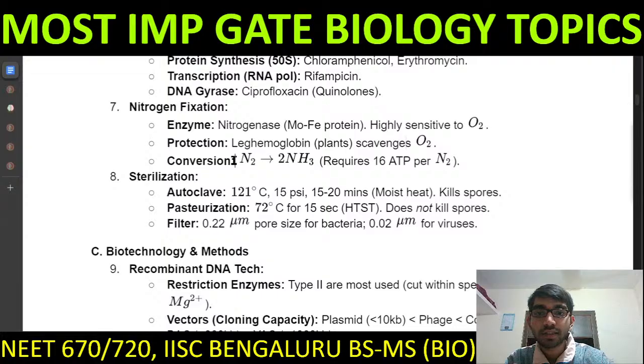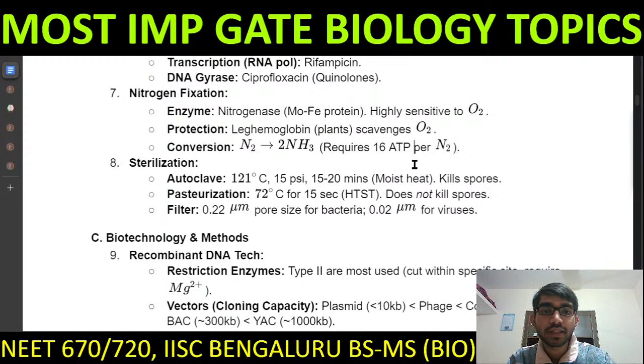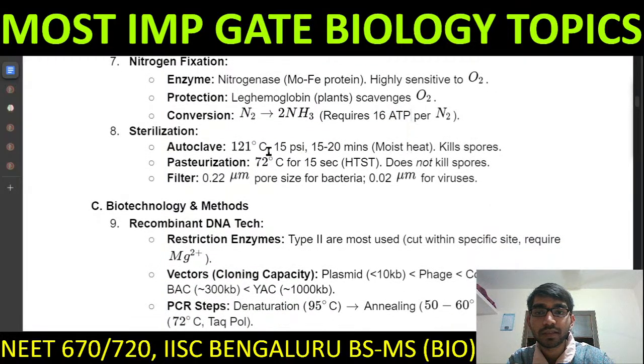Then the reaction is N2 to 2NH3, which requires 16 ATP per nitrogen. For one nitrogen to be fixed to 2 ammonia, you require 16 ATP. You can also look at the balanced reaction here. I think around 8 protons are also required. But the important thing is how much ATP is required. This you should always remember.